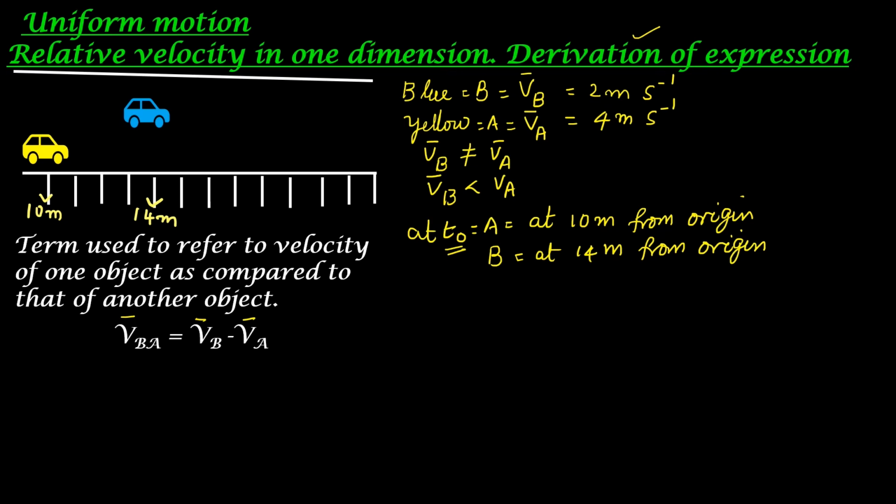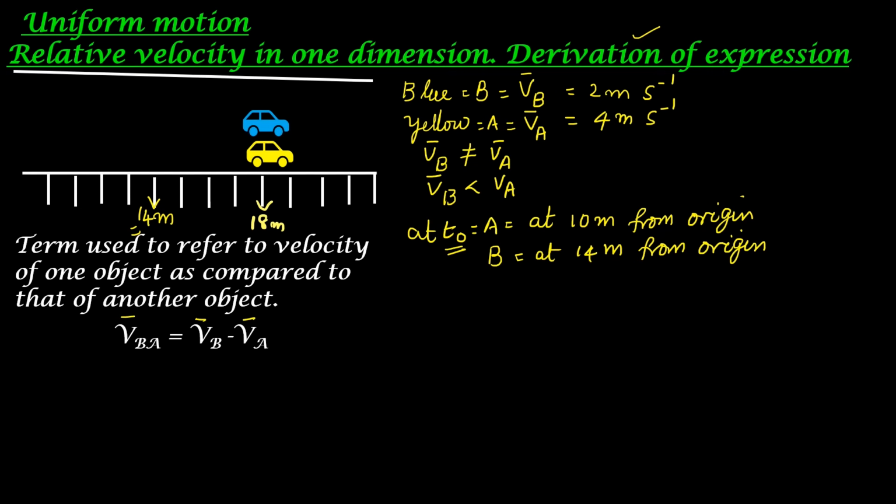That is, if you consider its position after the first second, the object A, that is the yellow car, will be at 14 meters and object B will be at 16 meters from origin. This is for the first second. During the second second, the object B will move 2 meters ahead. That is, it will be at 18 meters, whereas object A will move 4 meters and it will also be at 18 meters. So, at the second second, they will meet each other. They will be at the same position.